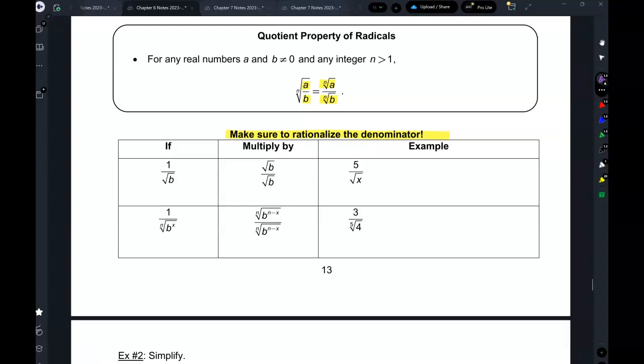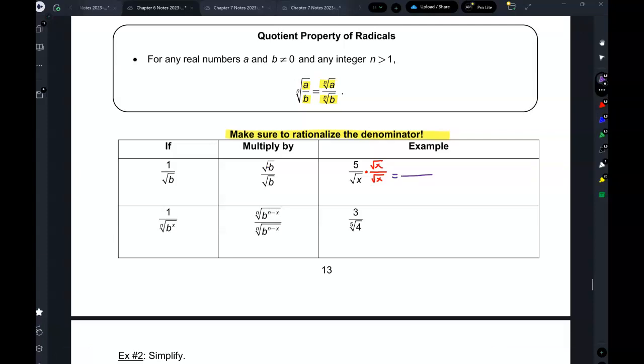If you have something like this, 1 over root b, you have a root b on the bottom. So what you have to do is multiply top and bottom by root b. Okay, so for example, if you have 5 over root x, we have to multiply top and bottom by root x.